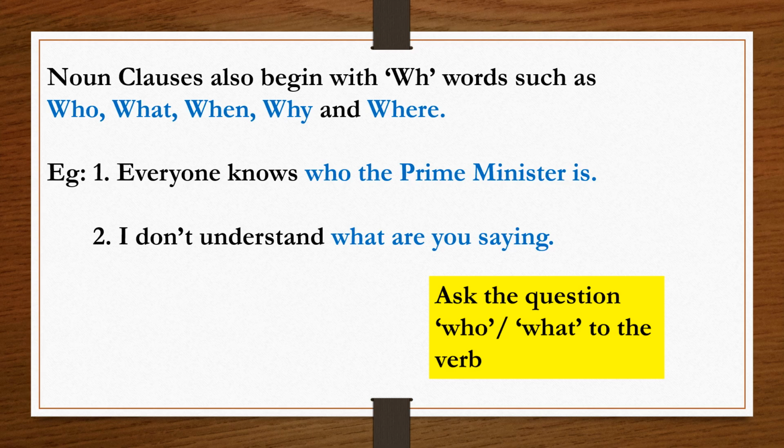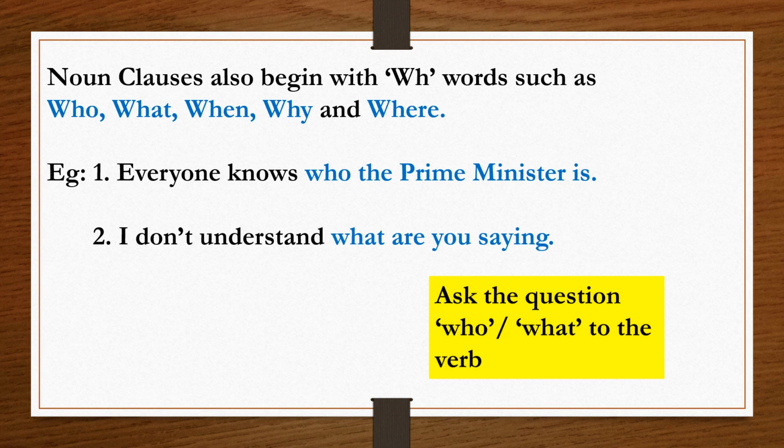Noun clauses also begin with WH words such as who, what, when, why, and where. For example, the first sentence. Everyone knows who the Prime Minister is. The group of words who the Prime Minister is is the noun clause in the sentence. It begins with the word who. Also, if I ask the question, everyone knows what? I get the answer, who the Prime Minister is.